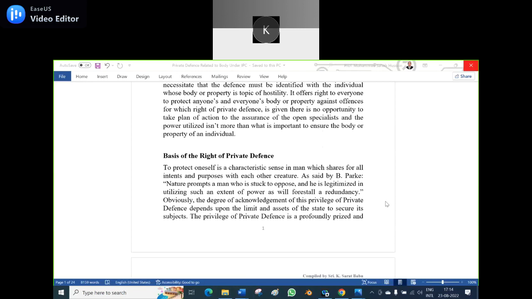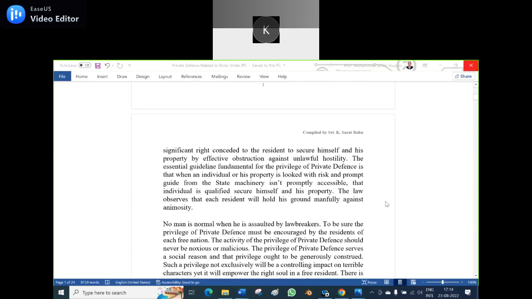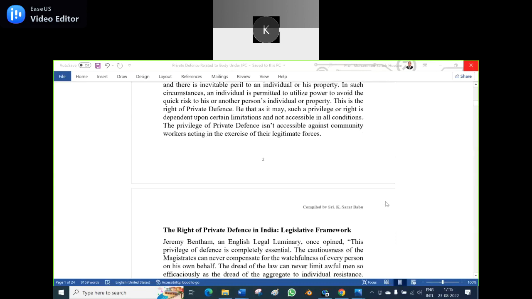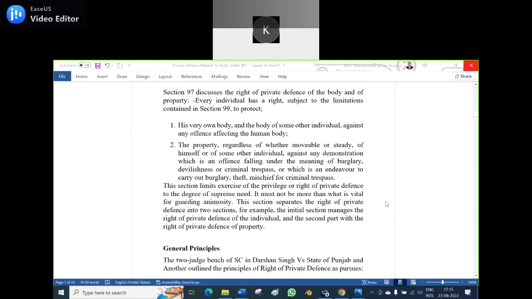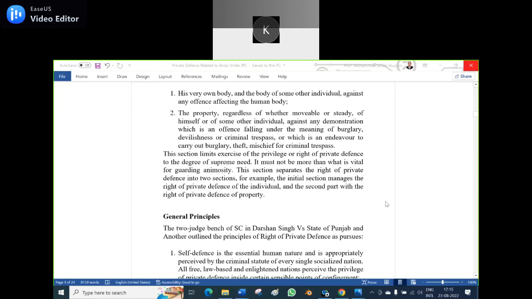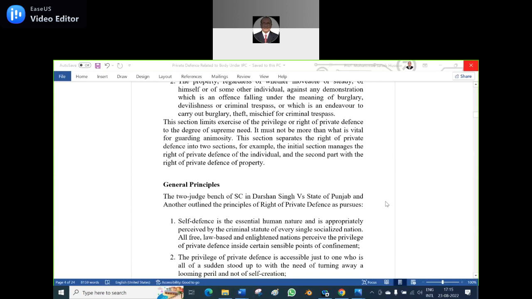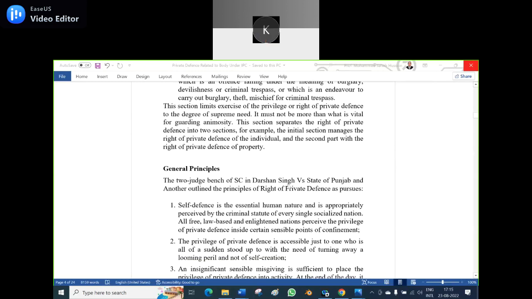And let us know about the basis of the right of private defense. The right of prevent. You want to say the cases? Yes, sir. The general principle. Yes, the case is here.